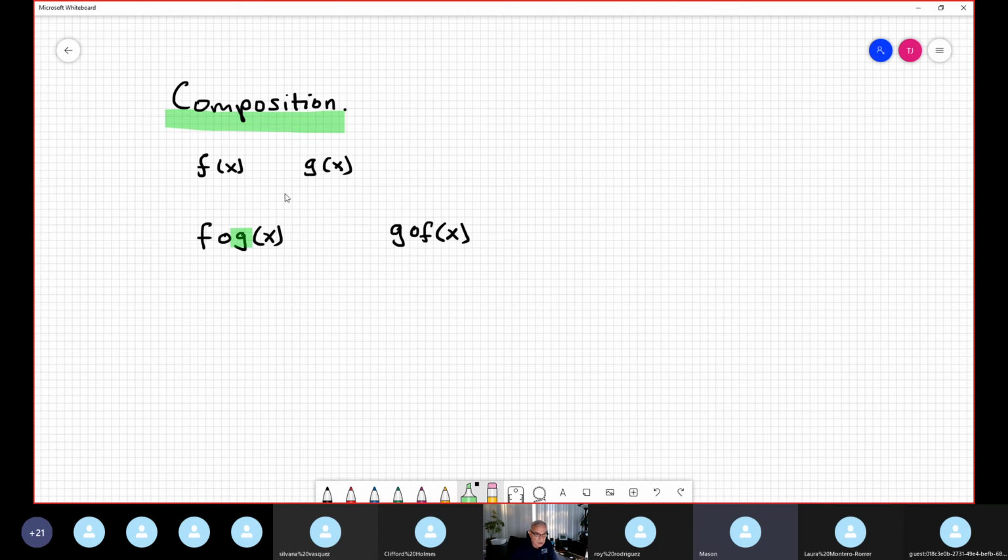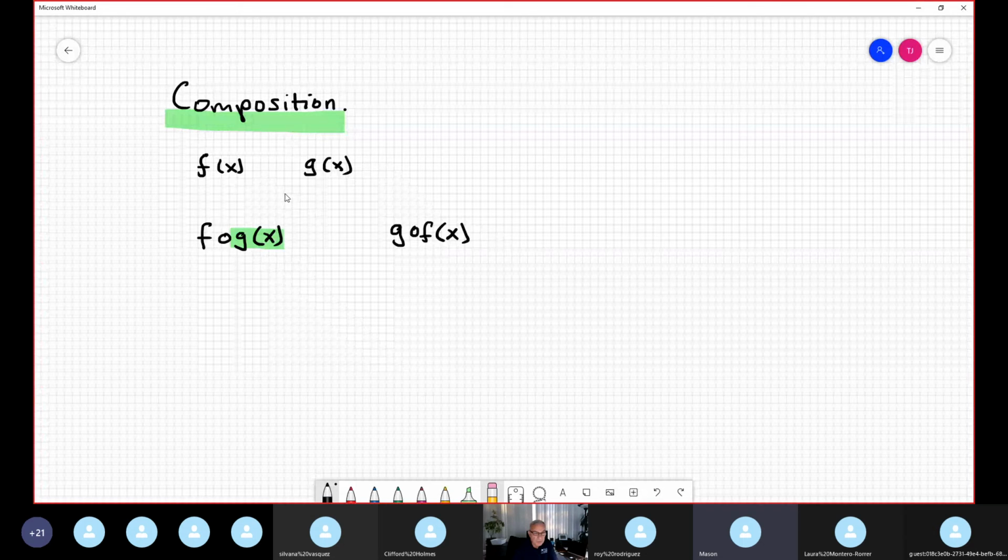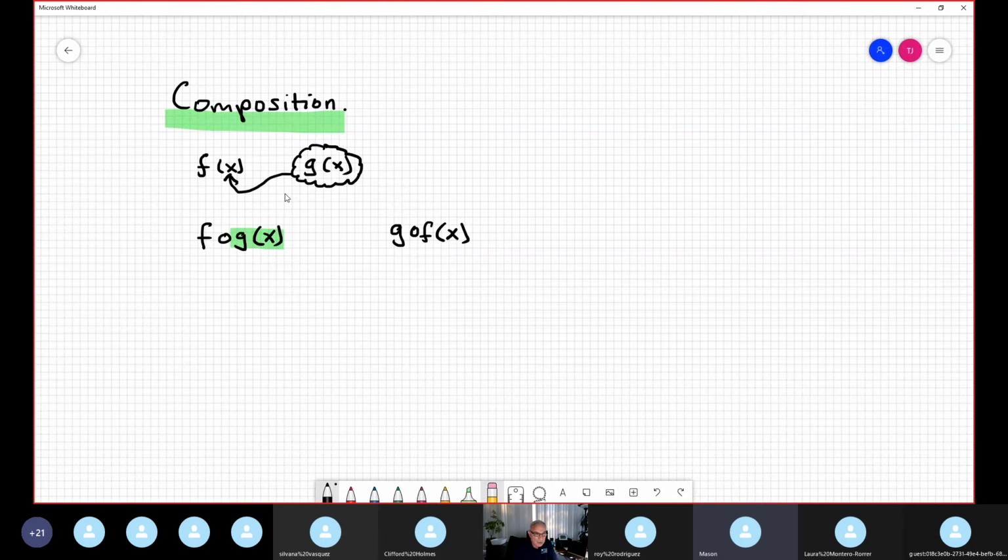In this case, g is the first function. The function g goes directly inside the argument of the other function. This is equivalent 100% to saying f bracket g of x, like that: one function inside another function. This is not new for you.